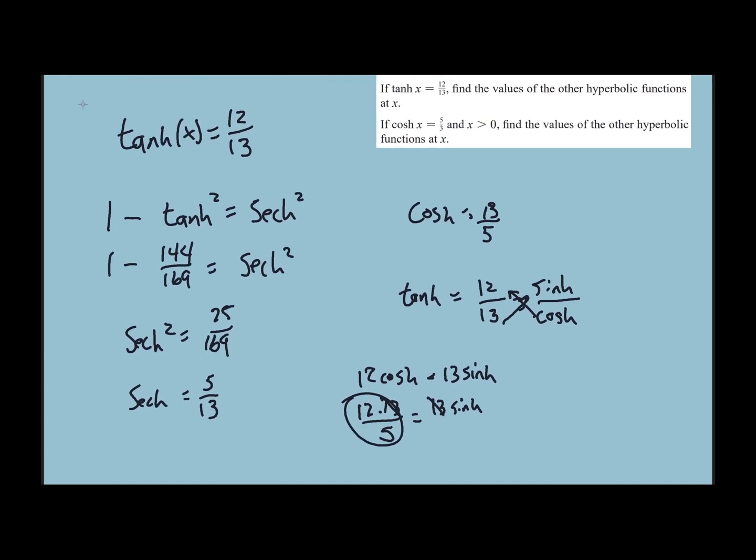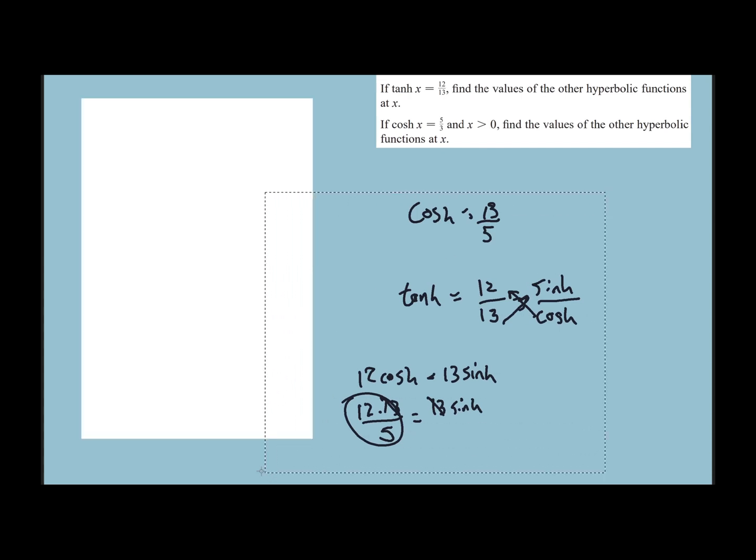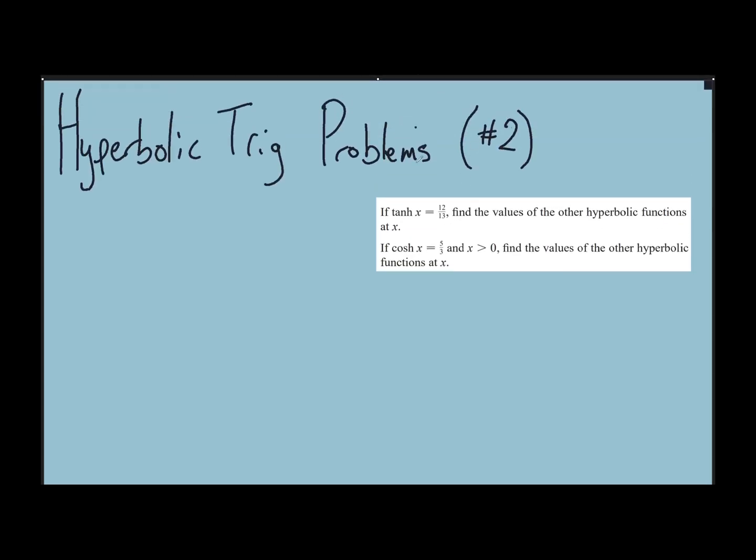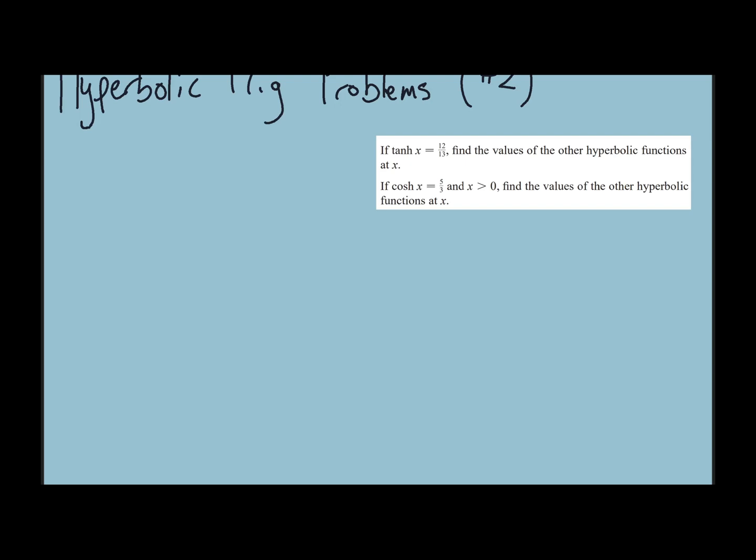What about the rest? Can we do the same rule? Can you find this out with me? Let's figure it out. If hyperbolic cosine of x equals 5/3 and x is greater than 0, find the values of the other hyperbolic functions at x. I think the trick to this one is going to be to use the other identity we figured out, which is that hyperbolic cosine squared minus hyperbolic sine squared, I'll even write of x, equals 1.